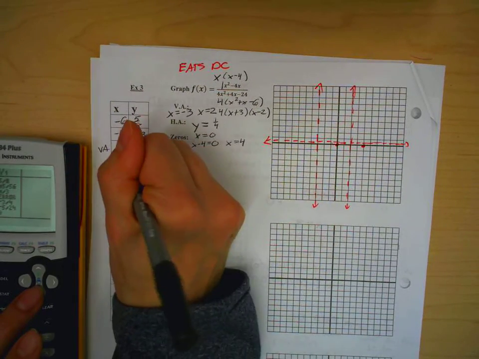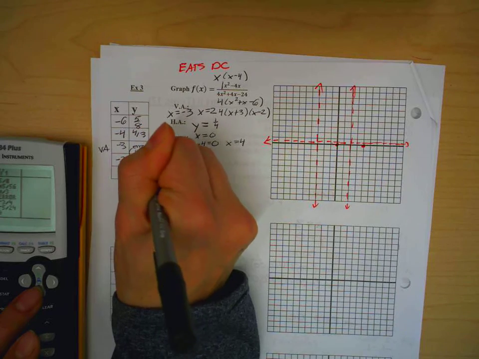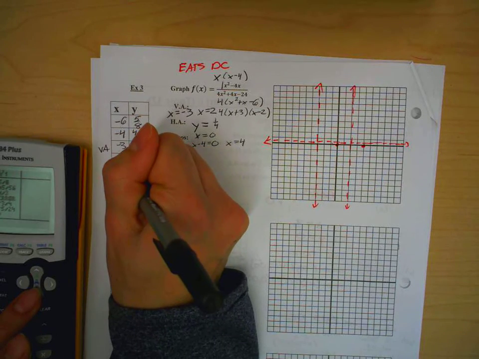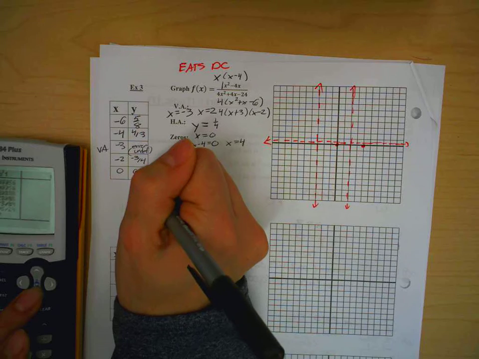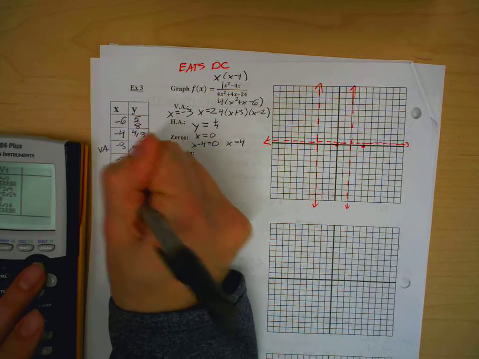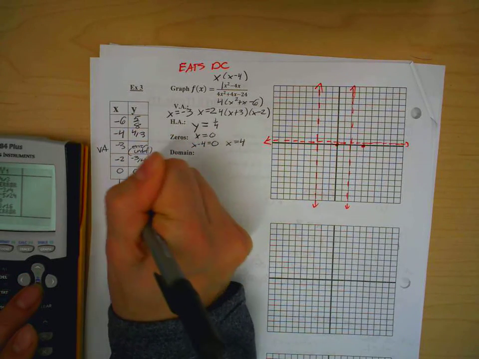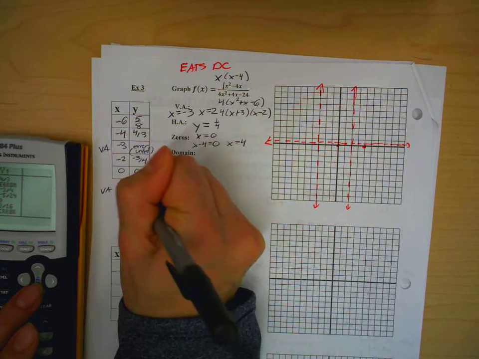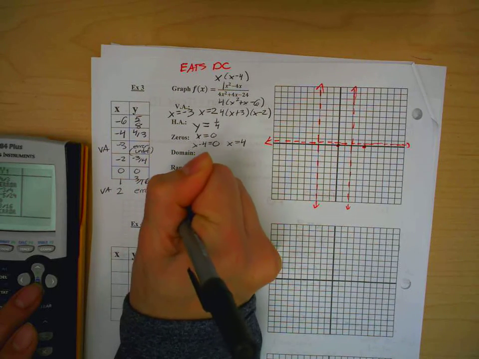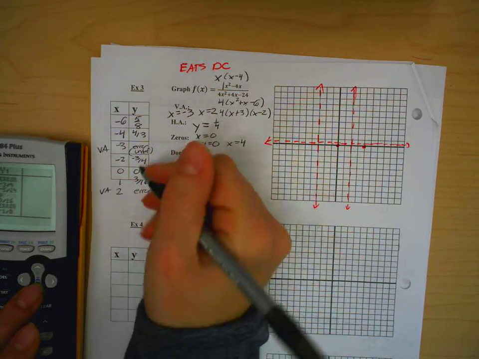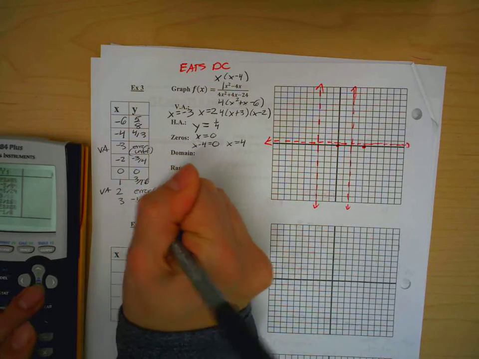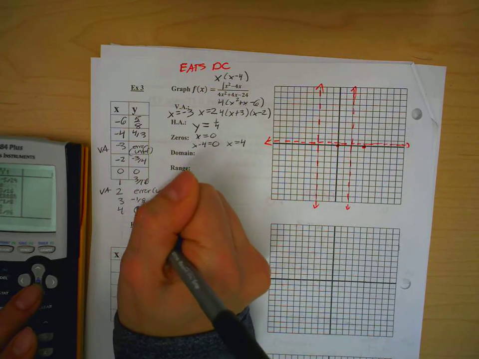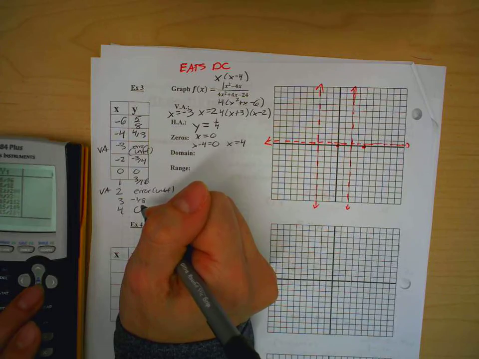Then I've got -2, -3/4. I've got 0, 0, 1, 3/16, and then I'm back to my other vertical asymptote. So another undefined spot. And then I have 3, -1/8, 4, 0. Okay.